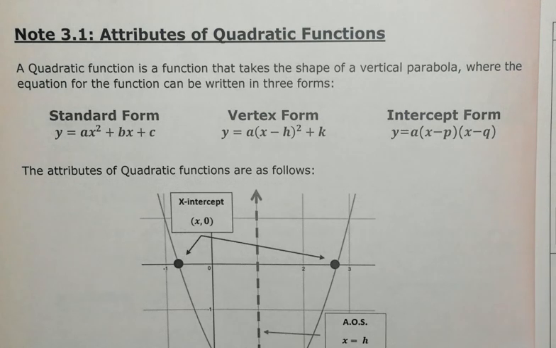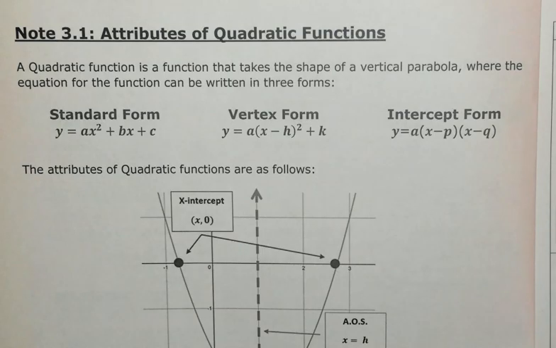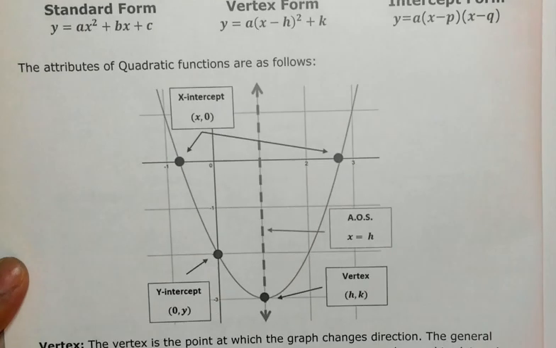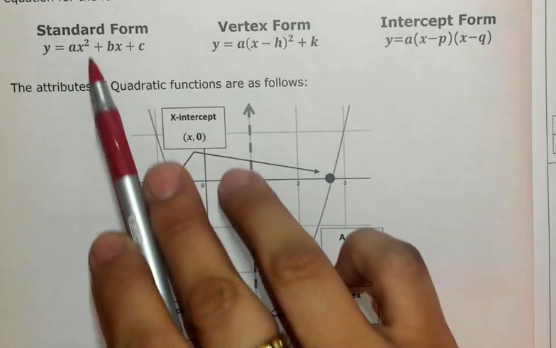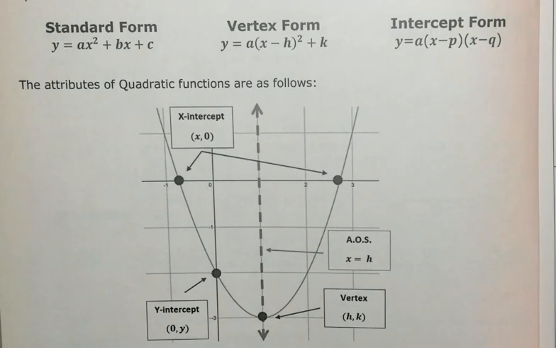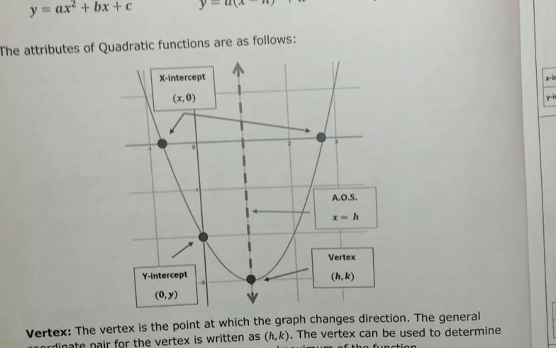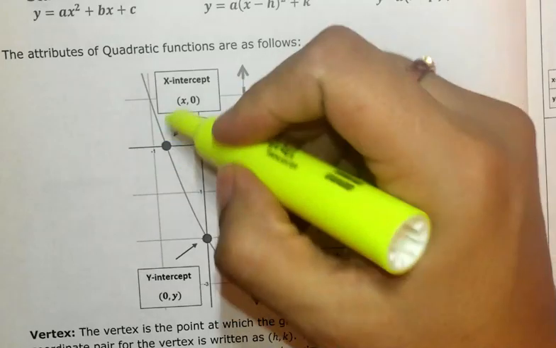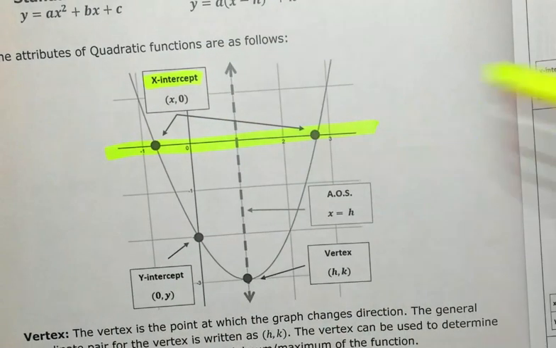Hey students, in this video I'm going to go over the attributes of quadratic functions. These attributes you've seen before in our previous unit, so it's not new to you. What's new to you is how these different forms of quadratic equations or quadratic functions can help us find these attributes. So just a quick review, we can find the x-intercept on the x-axis.